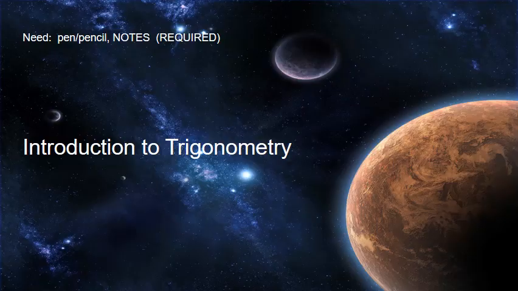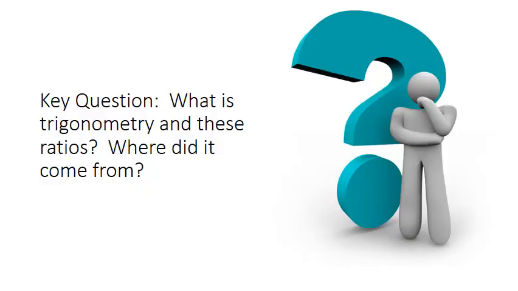No foldable needed. Okay, so today's essential question or key question is: what is trigonometry, the ratios that we call trigonometry, and where did they come from? So that's what we're going to be talking about in this video. Before we can talk about trigonometry, first we have to talk about right triangles. And right triangles are going to be the basics or the foundation of our trigonometric ratios.